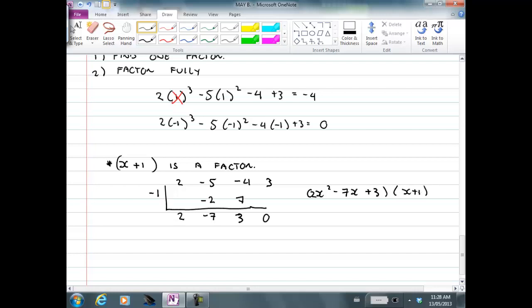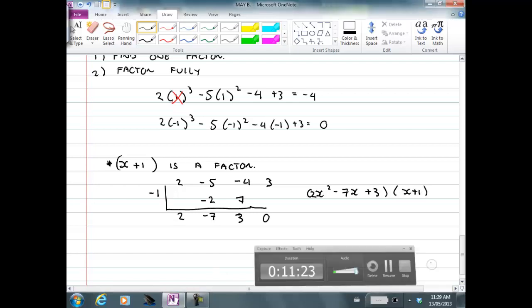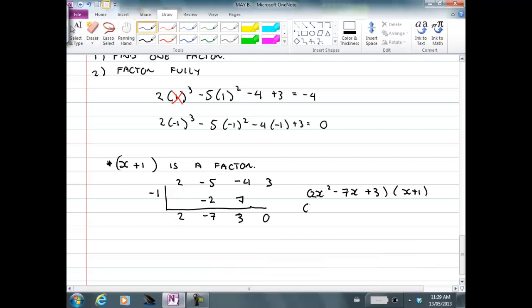I'm not done yet. I'm going to pause it. So you have x minus 3, 2x minus 1, and don't forget to write down your original one too, x plus 1. This means if you plug in 3 into here, it will also give you 0. If you plug in 1/2 into here, it will also give you 0.